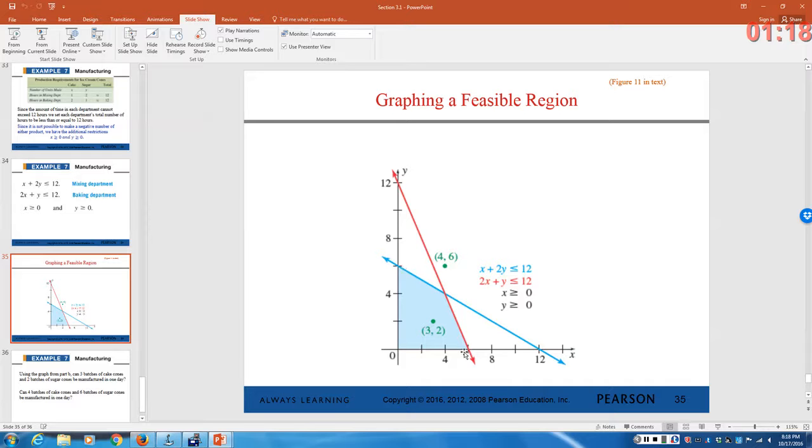This is restricted to X and Y being greater than 0. It turns out that 0, 0 works in the blue equation, and it works in the red equation, because 0 in both cases is definitely equal to or less than 12. So this is our feasible region. Don't worry about what those 2 green points are just yet. Okay? That's our feasible region.